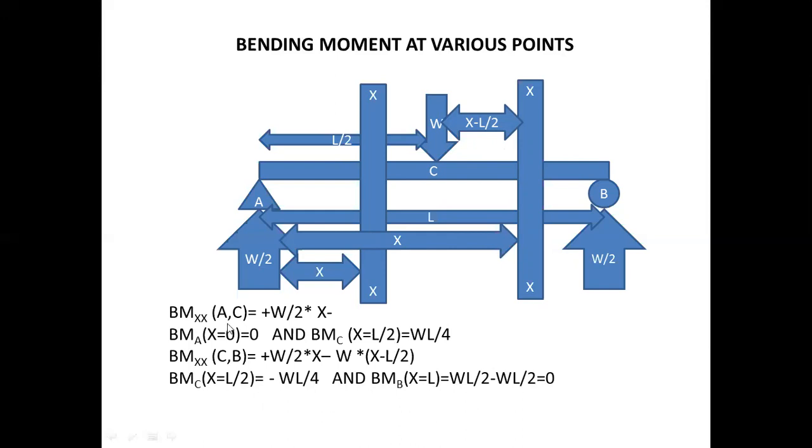So one thing you remember, for simply supported beam, the bending moment at the support must be equal to 0. So here bending moment at the point A is 0 and bending moment at the point B is 0. You see here bending moment at the point C, x is equal to L by 2. It is not minus WL by 4. It is WL by 4. So these are the bending moments at all the points A, B, C.